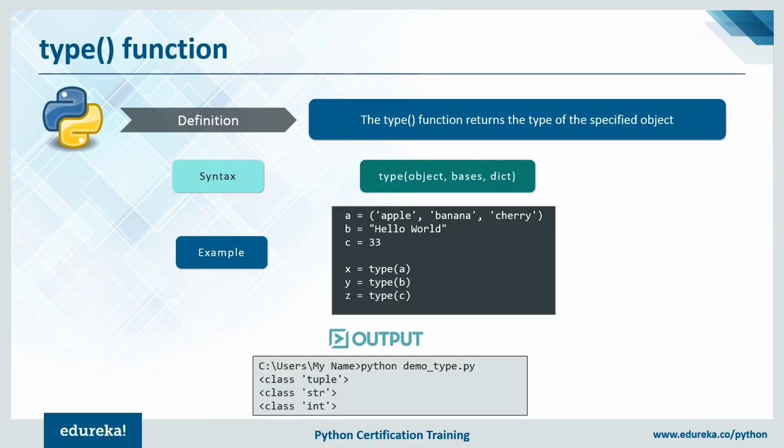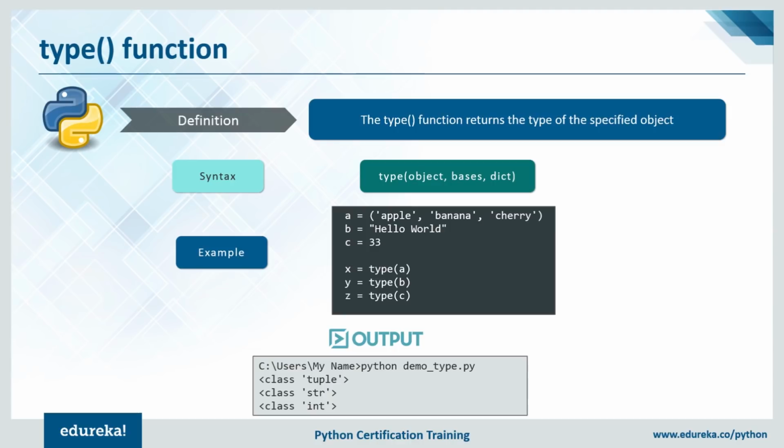We need the object here because we need to know what we're trying to find out. The basis and the dictionary are actually optional. The basis specifies the base class, and the dictionary specifies the namespace with the definition of that particular class. You don't need to worry about this right now, but this parameter, which is dict, is definitely useful later. But for now, since I'm introducing functions to you, let's stick to the basics.